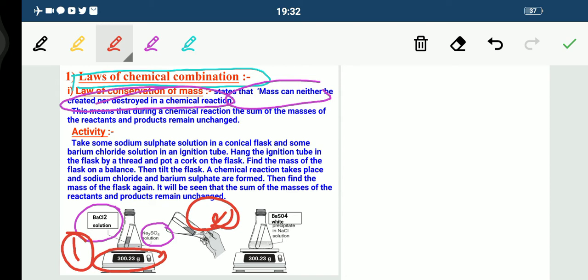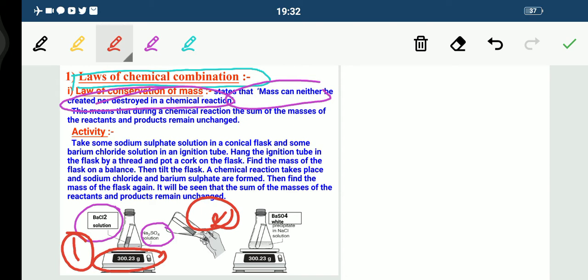Now if we are tilting, obviously, bache, there are different chemicals. First one we have sodium sulfate in the flask, and then if we tilt this ignition tube, BaCl2 is also there. So a chemical reaction takes place, fine. And which things are forming? Sodium chloride and barium sulfate.